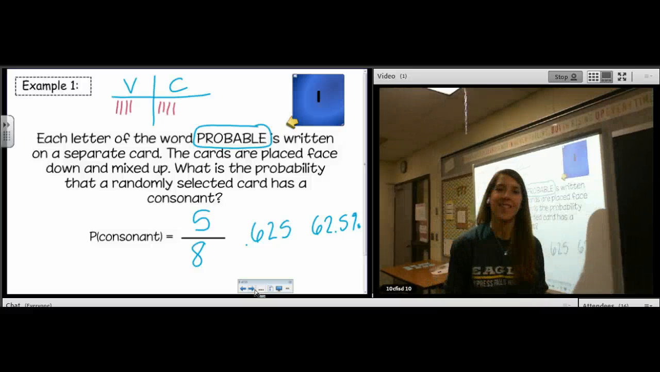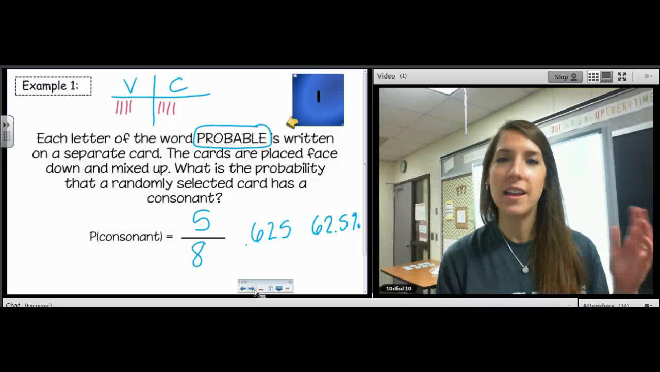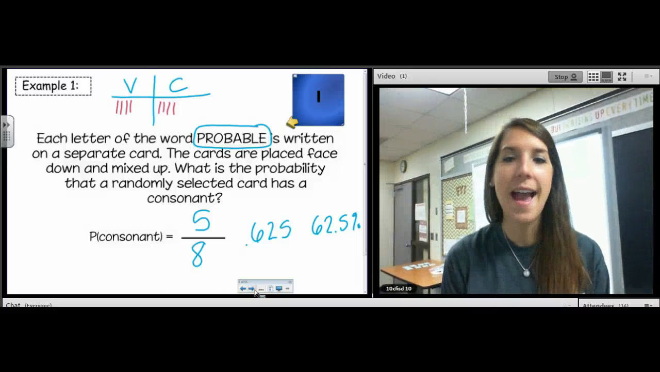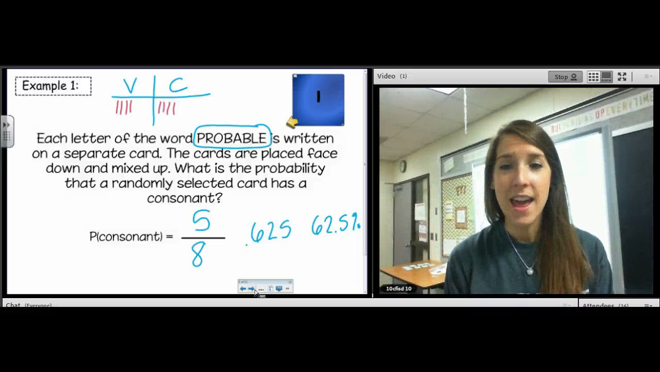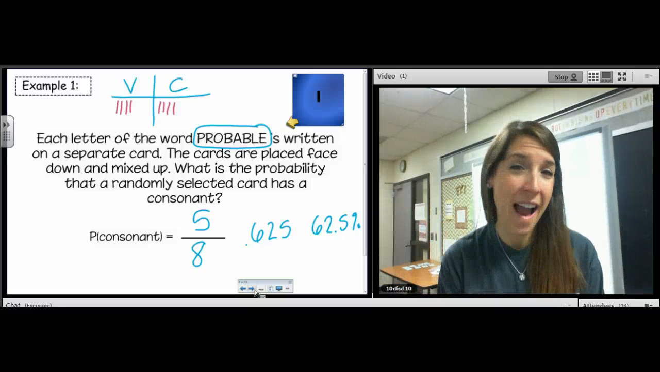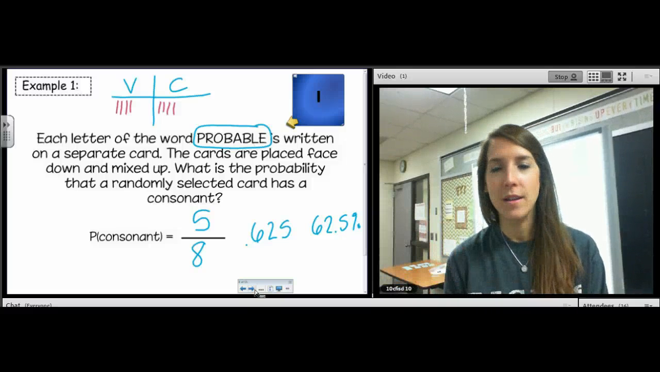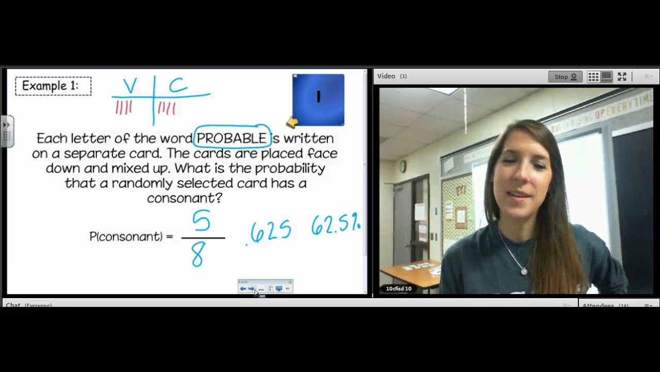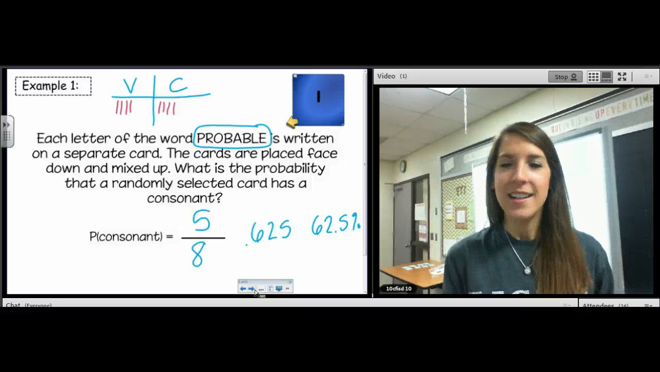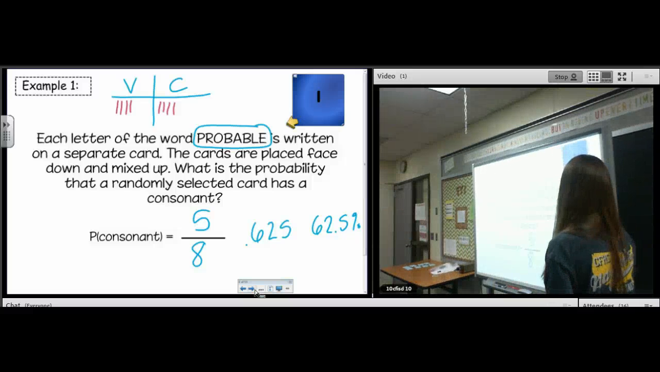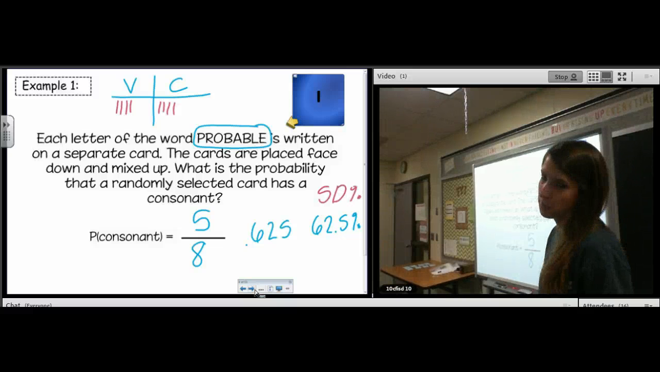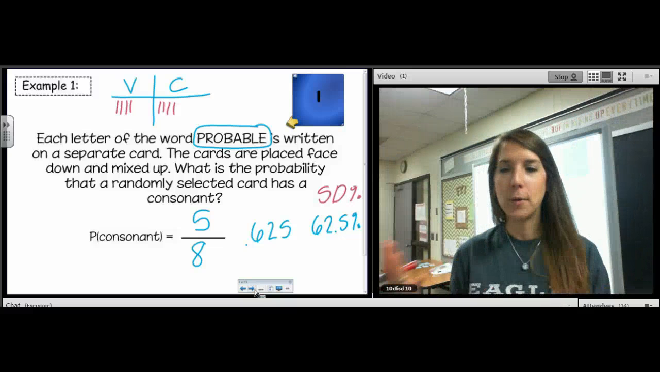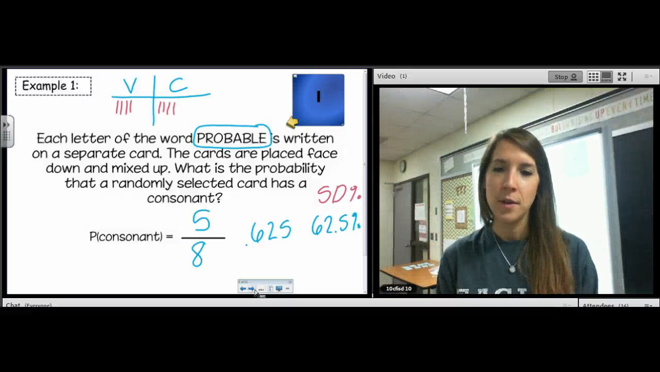Oh no! What we just did was called experimental probability. We actually did the experiment, and it didn't happen 5 out of 8 times. It happened 4 out of 8 times. Not a big deal, because we were only 1 off, right? So instead of 62.5% of the time, it happened 50% of the time. So how far off were we? We were 12% off. Okay.